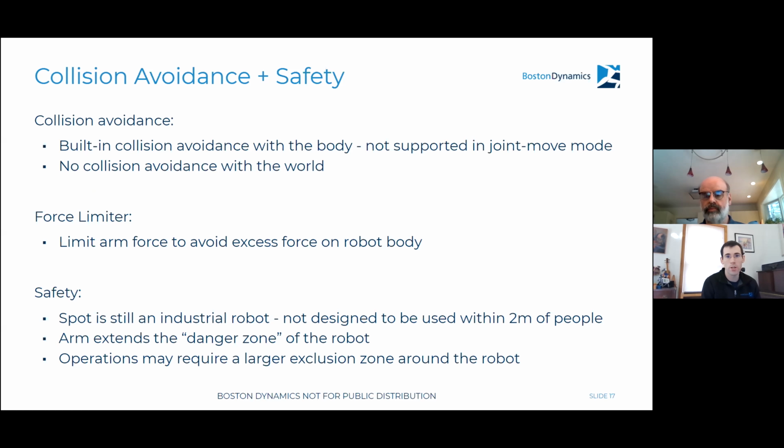We do have a force limiter running on the robot. So if the arm starts exerting a large force on the body, we'll start to tone down whatever you're asking for so we don't knock the robot over. But I think it's important to realize, right, Spot is an industrial robot and it's not designed to be used within 2 meters of people. And in some sense, the arm extends the reach of the robot, right? So you as users need to be careful that you don't end up in a situation where you're close to the robot with the arm active.